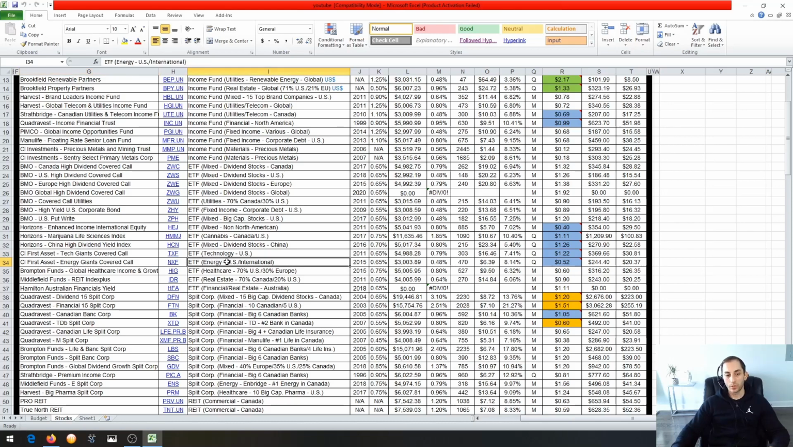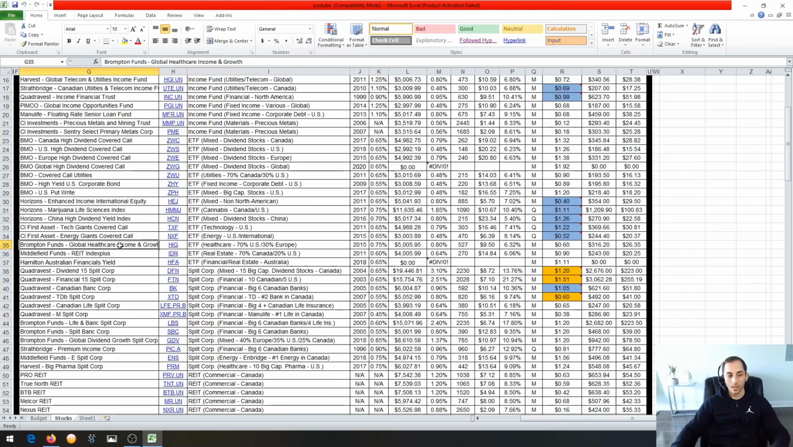And what I like about this one, if you don't like the Canadian energy sector, this is purely US and international. So if you want to get into the energy sector but don't want anything in Canada, this is a good way of doing it. The next one is from Brompton. It's a global healthcare income and growth. So this focuses primarily on the healthcare stocks. Obviously, most of them are going to be in the US and Europe, because in Canada we don't have many healthcare companies. It's all run privately by the government.